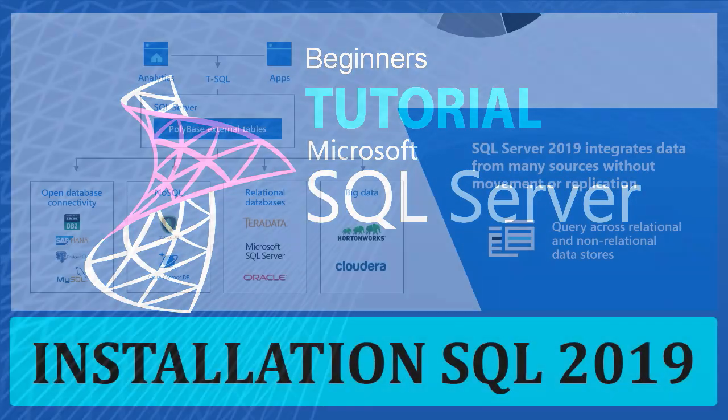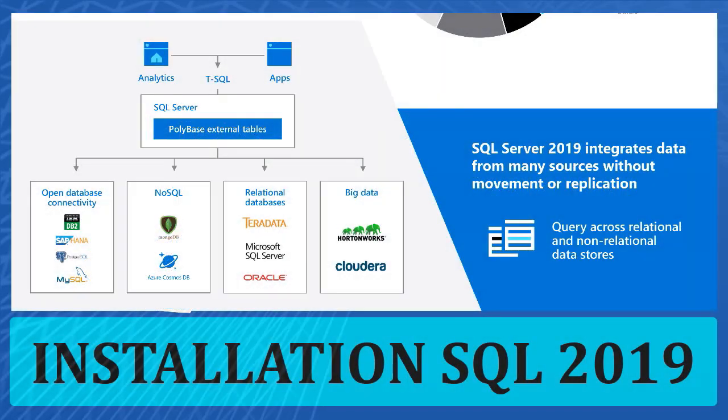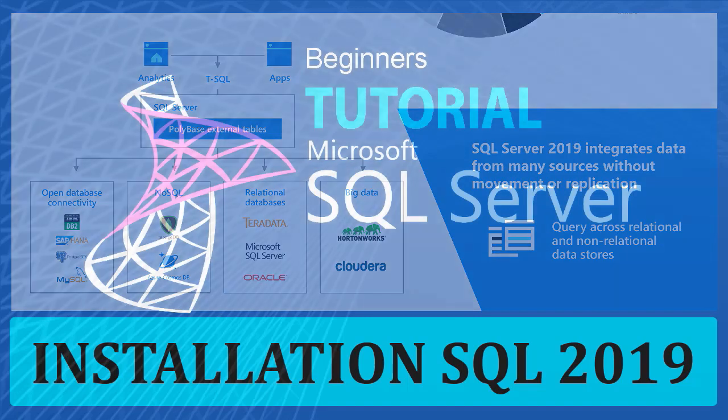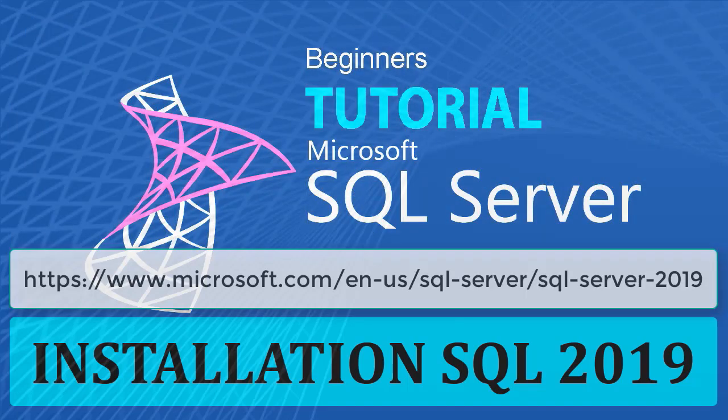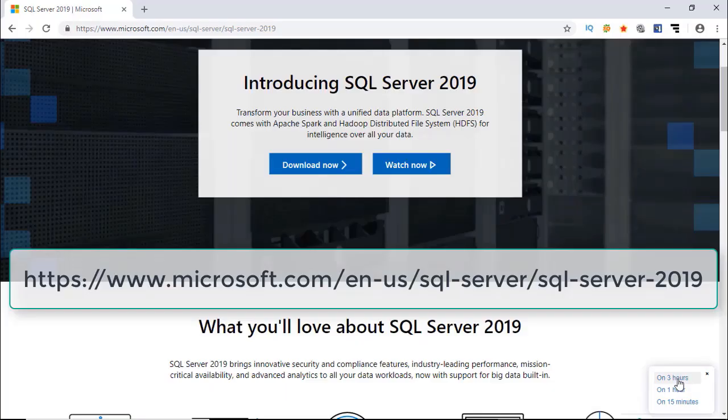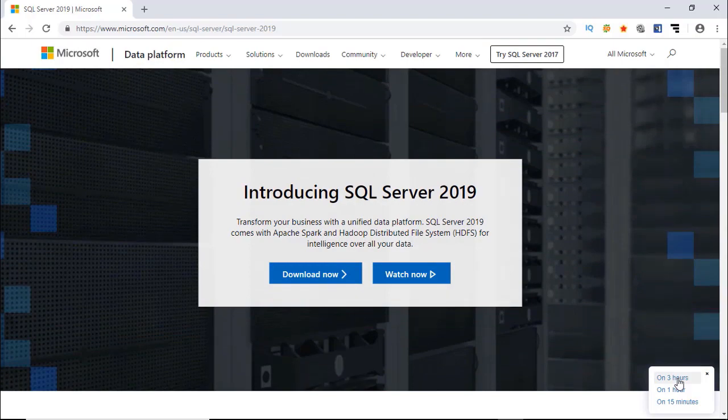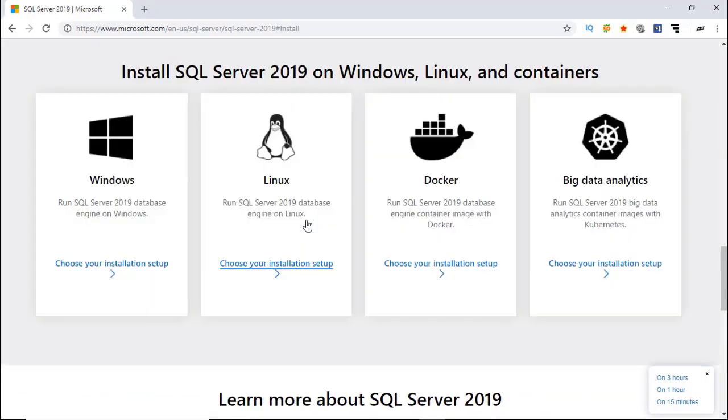To explore or use all those features, you have to install SQL Server 2019. To install SQL Server 2019, go to the Microsoft website and download the installer. Click download now to go to the download options page. Click choose your installation setup under Windows.